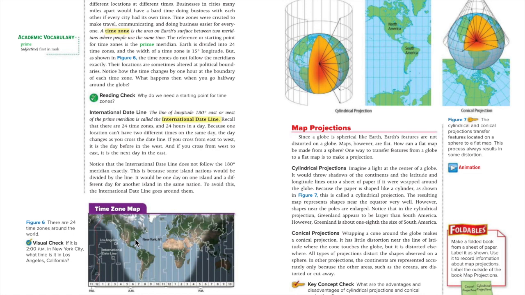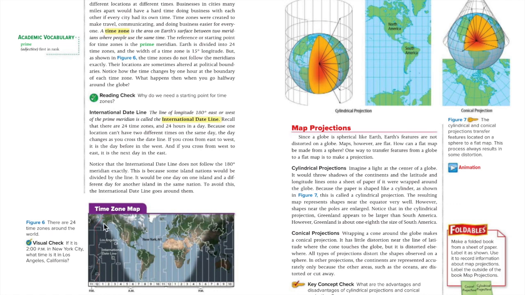So there are 24 time zones and 24 hours in a day, right? Because one location can't have two different times on the same day, the day changes as you cross the date line. So if you come from east to west, it is the day before in the west. And if you cross from west to east, it's the next day. Notice that the international dateline does not follow the 180 degrees exactly.